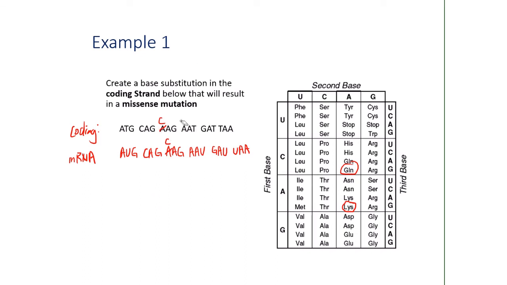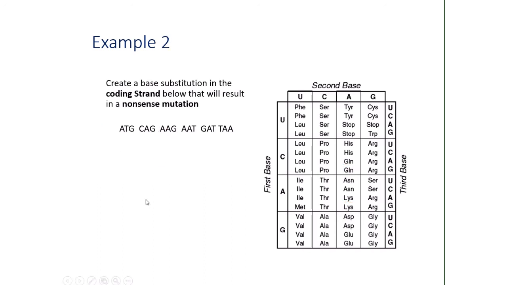So in general, if you want to create a missense mutation, changing the first one is easiest, okay? Because changing the first one will almost always guarantee you change the amino acid. Not always though, okay? But very likely. Example 2.